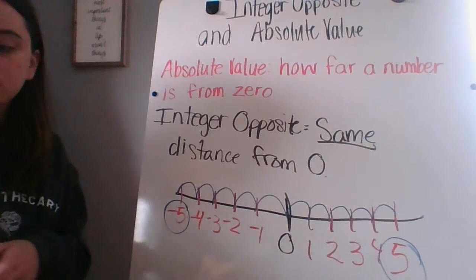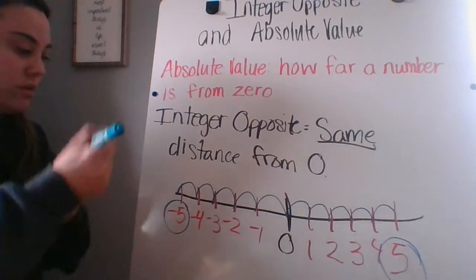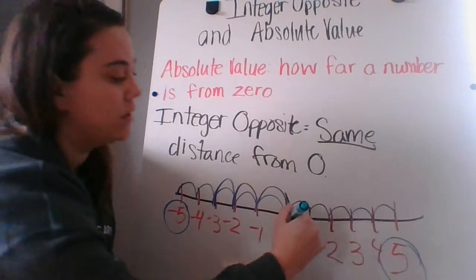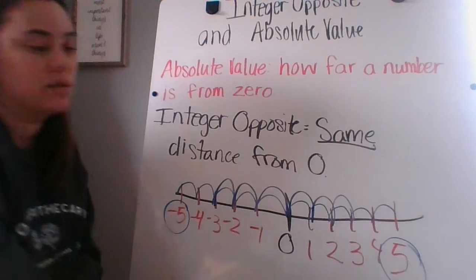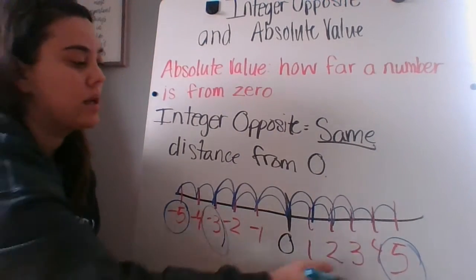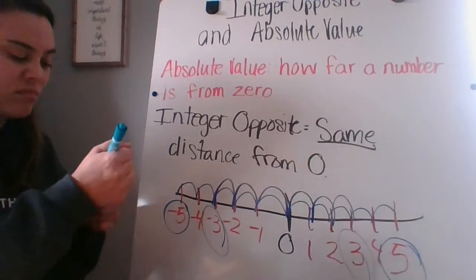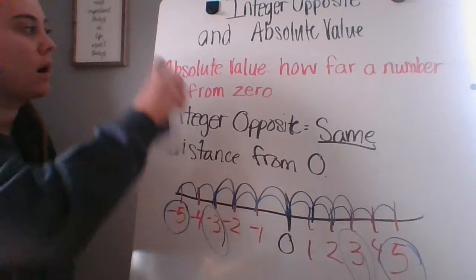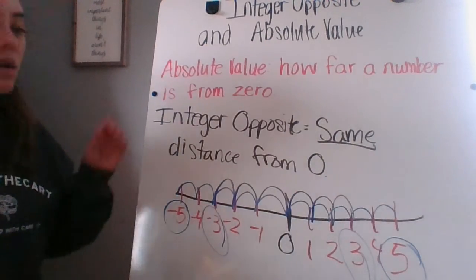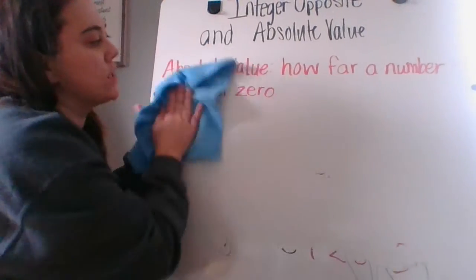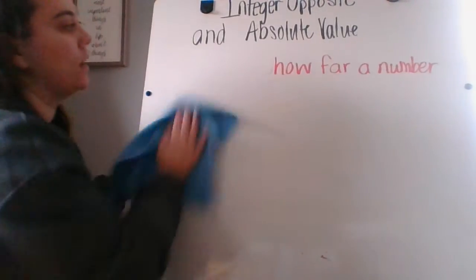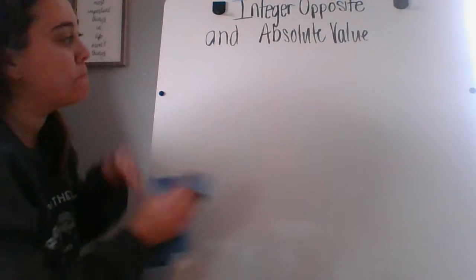-3, another color here, let's do purple, would have a distance of 3. +3 also has a distance of 3. So that's integer opposite here. An easy way to think about and figure out integer opposites, just clean this off here because I'm going to review something else with you guys, is to think, well, it's just the number with a negative symbol. That's how we're going to find our integer opposite. And then next week we'll talk about how integer opposites make 0.